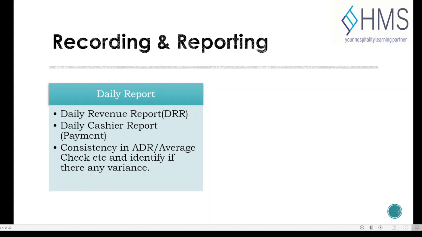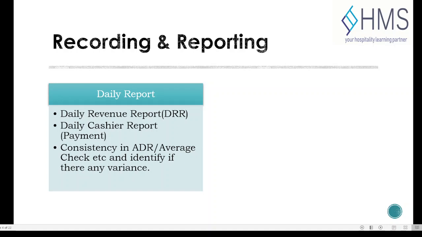And if there is a difference, then they highlight it immediately to the concerned cashier and find out why there is a mismatch, if there is a mismatch, right? So that's the two main tasks that income audit has.